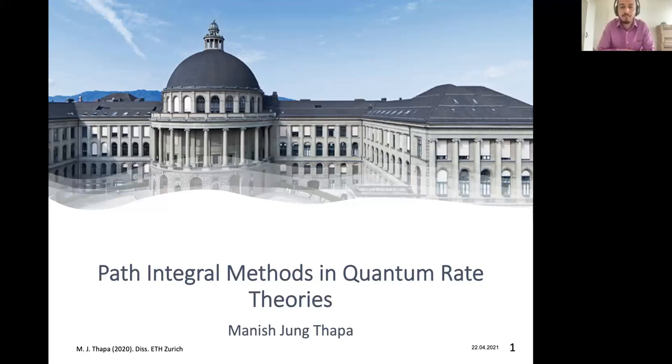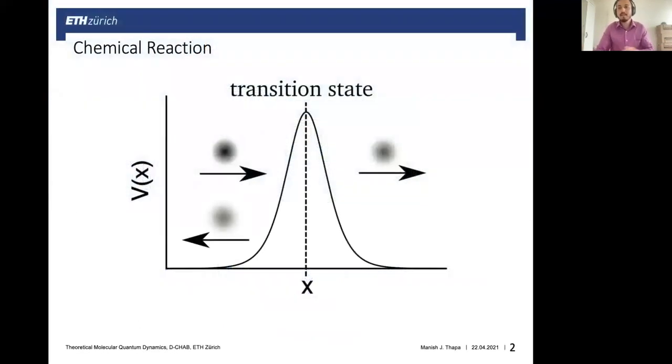And today I will speak about a particular kind of reaction, which is electron transfer reaction. So I want to compute rates of electron transfer reaction for systems in condensed phases, for liquid systems. So to begin, simply what are chemical reactions? The chemical reaction typically consists of reactants and products. So the reactants react together to form products.